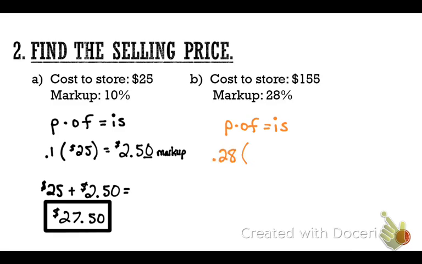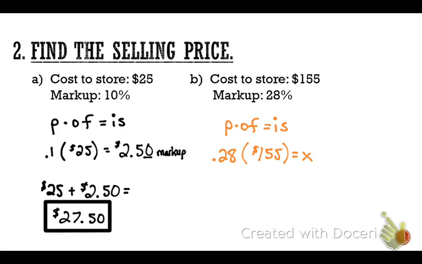0.28. Now, my of, if you remember, is the original price, or what the cost was to the store. Alexis, what was the cost to the store? All right, they paid $155. Now that's going to give me my is, or that's going to give me what the markup price is going to be.